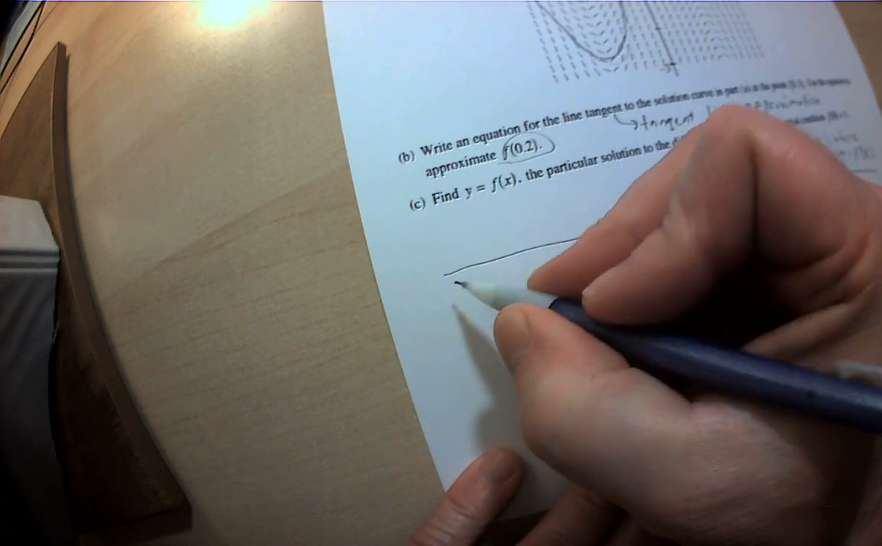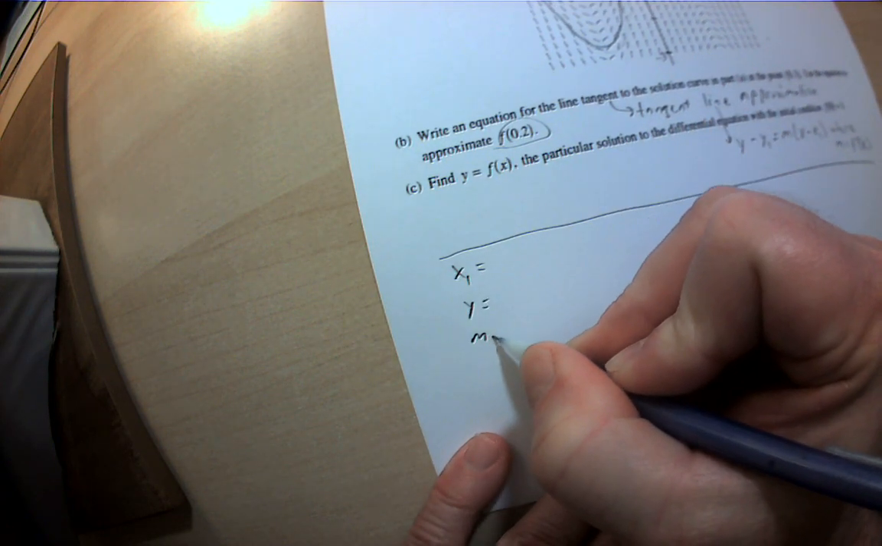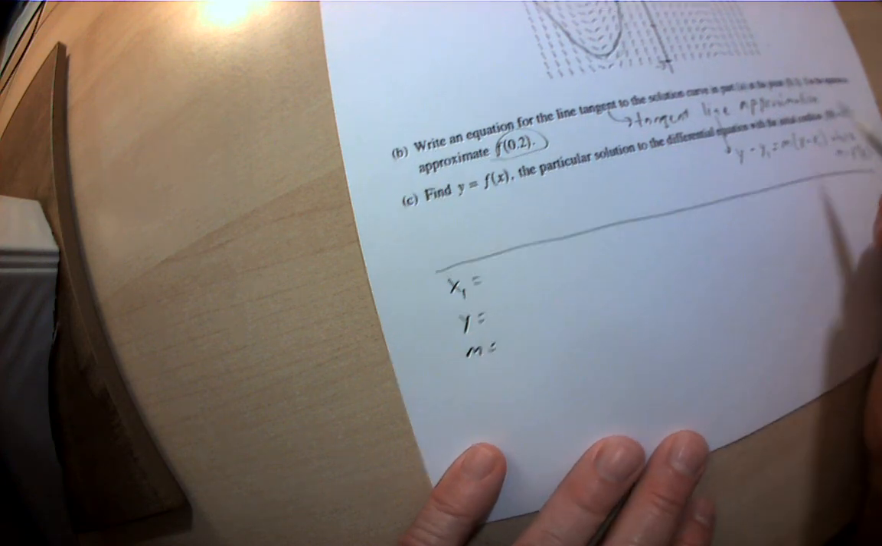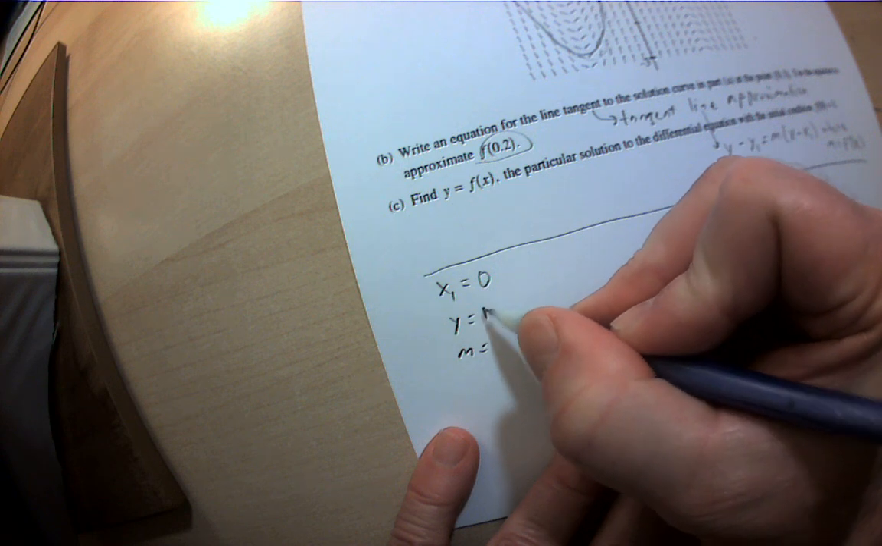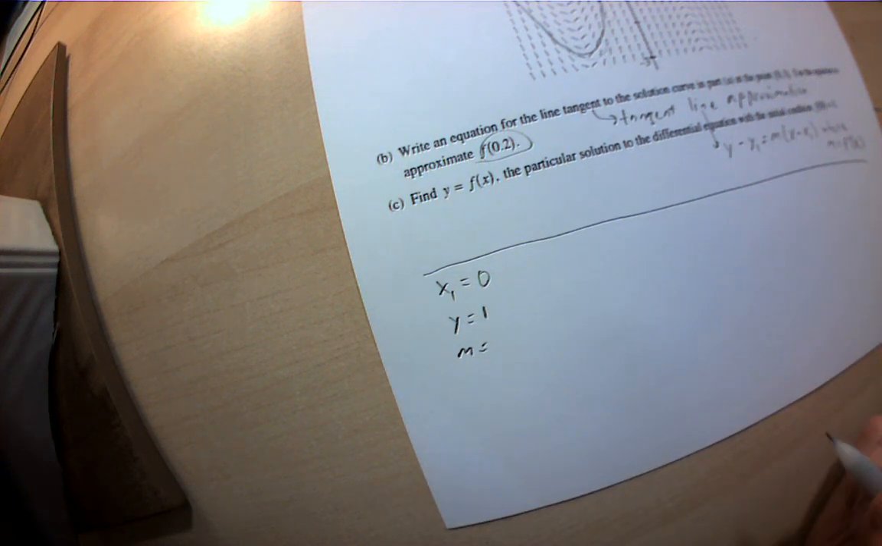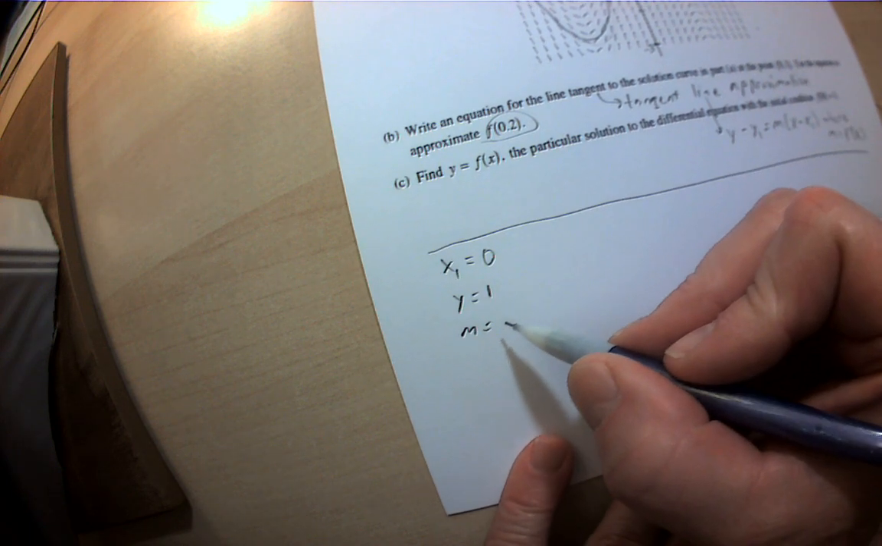So I need x1, I need y1, and I need m. Well, they give me the point 0, 1. So x1 is 0, y1 is 1. That was easy. They don't always make it that easy. Sometimes they give you the function, and you've got to plug in x to get y. Okay, so I need m.